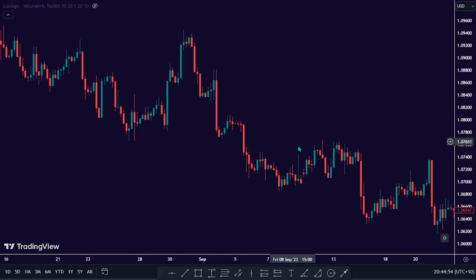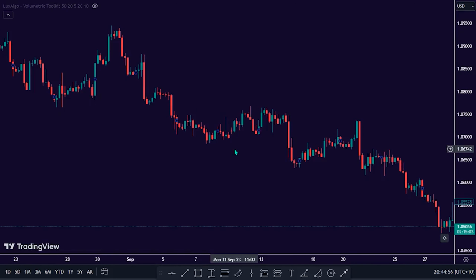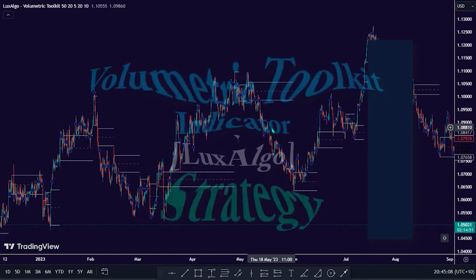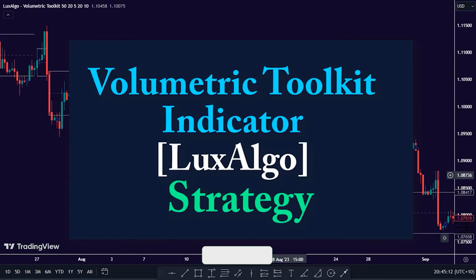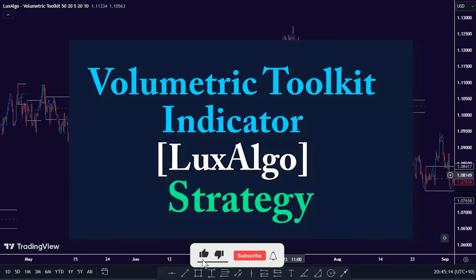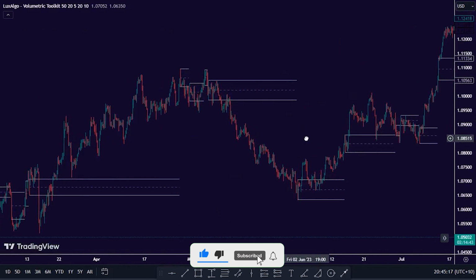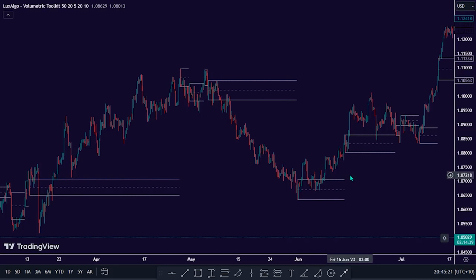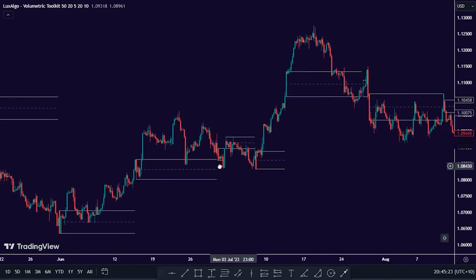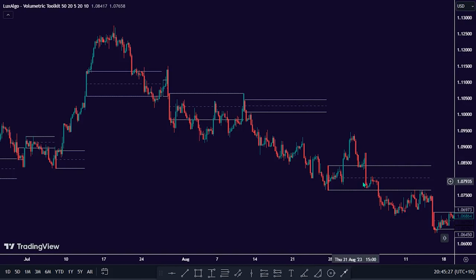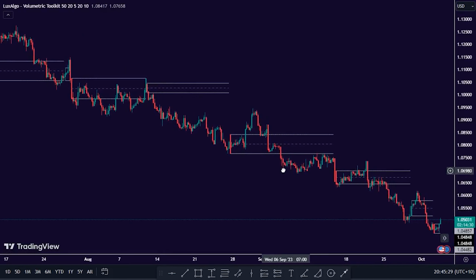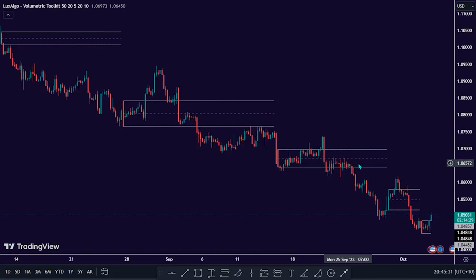In this video, I'll show you how to build a powerful and reliable trading strategy with the Volumetric Toolkit indicator by LuxAlgo to detect high winning trade probability setups in the market. The Volumetric Toolkit is a complete and comprehensive set of tools that display price action-related analysis methods from volume data. A total of 4 features are included within the toolkit. Symbols that do not include volume data will not be supported by the indicator.